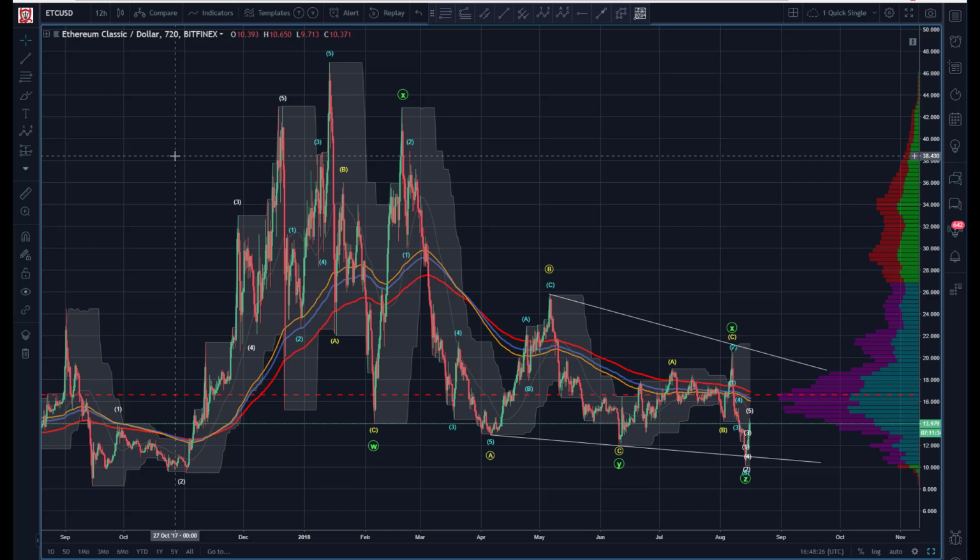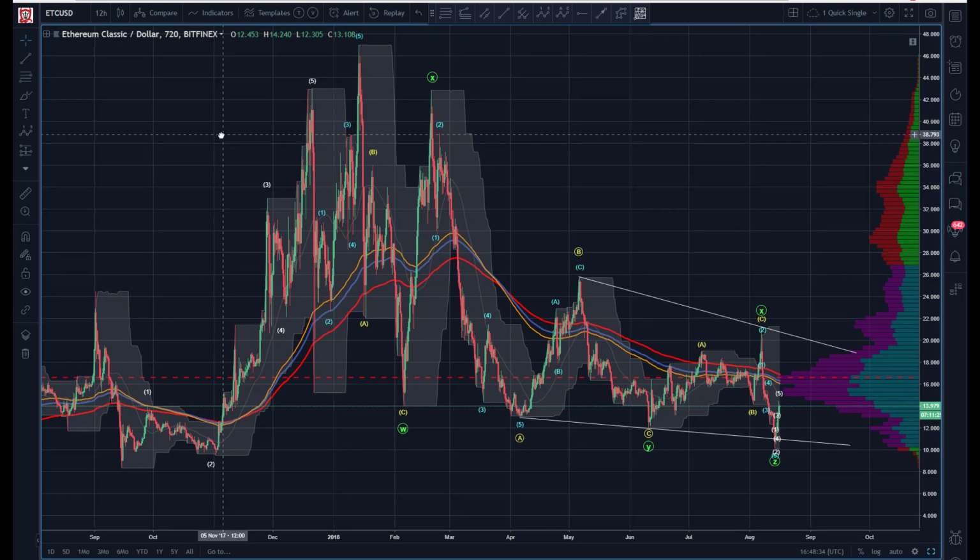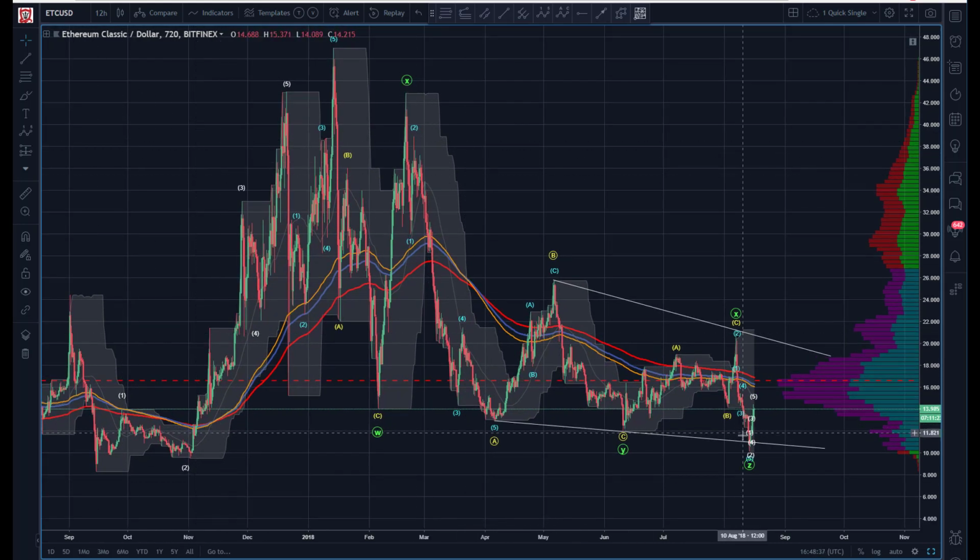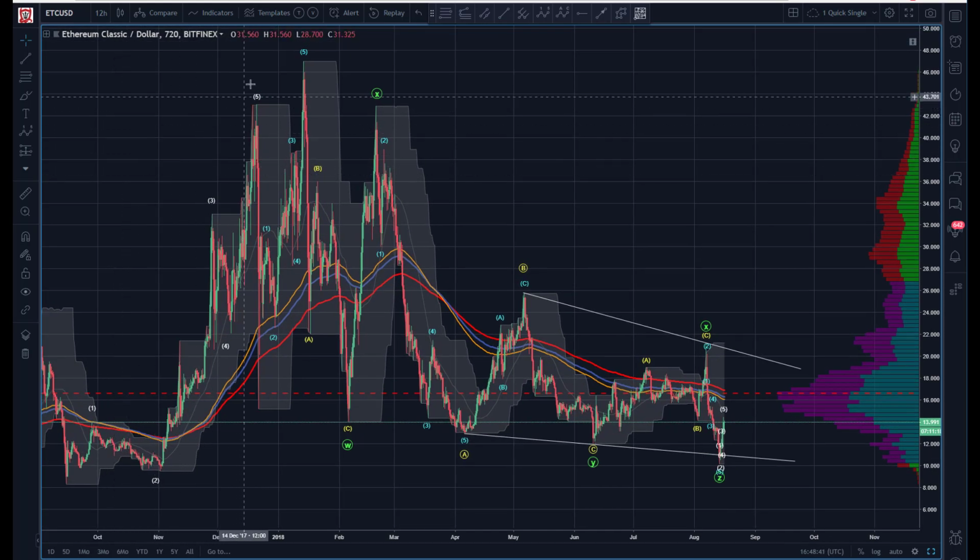So first up, this is Ethereum Classic to the dollar. This is a 12-hour, so we can get the long-term count on this, on Bitfinex. Now, no question, this is a very complex correction. So just to put it in context, we're working all the way back to the January high here, up at 46 there.